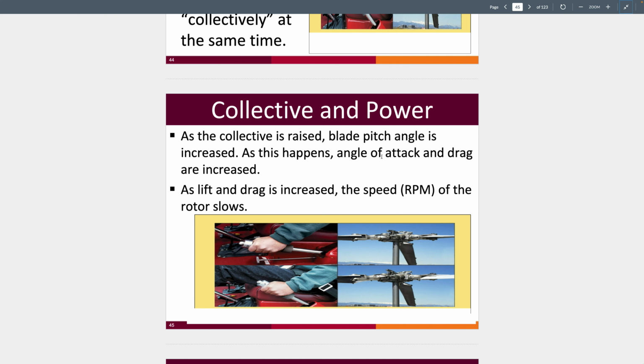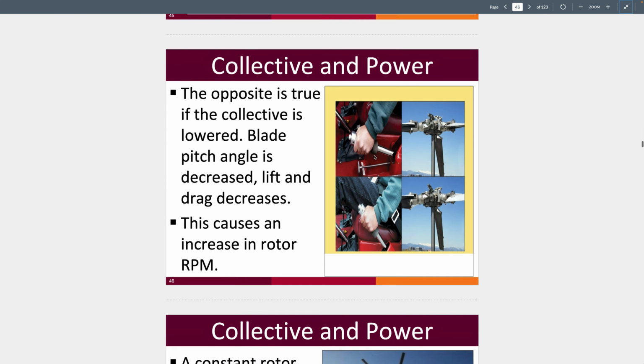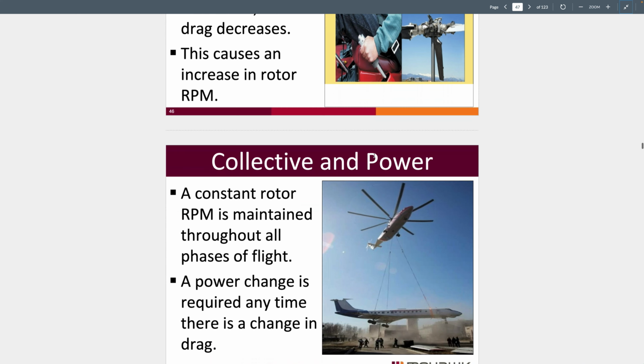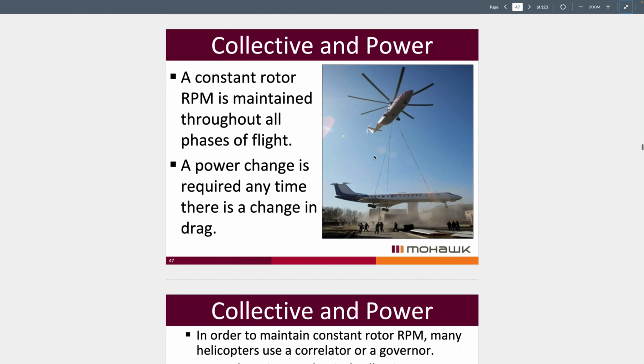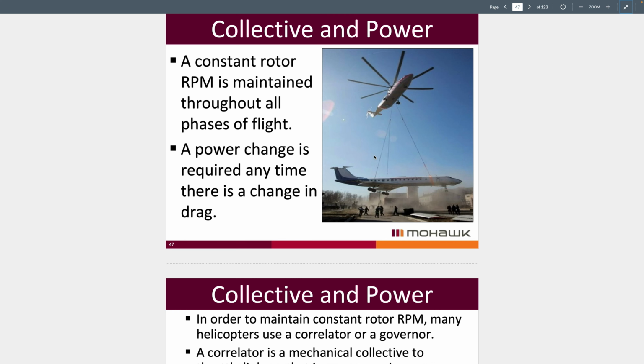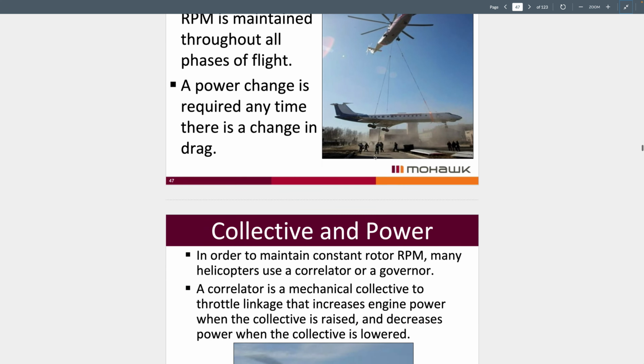So effectively, to maintain RPM, we must either apply more power using the twist grip that's located on the collective lever, or we rely on a governor to do that from the engines, or a correlator to perform that function. A constant rotor RPM is maintained throughout all phases of flight. A power change is required anytime there's a change in drag.